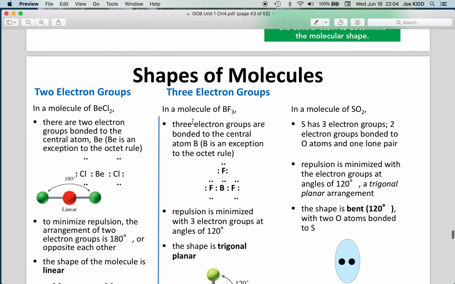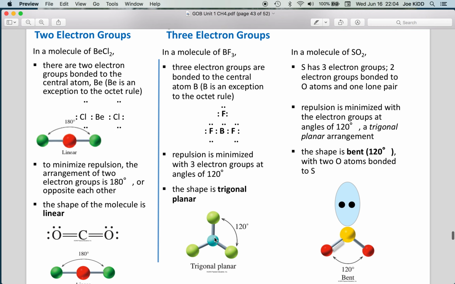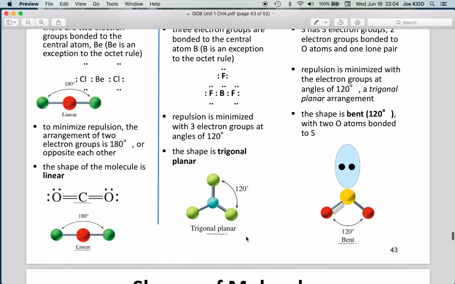We can also have 3 electronic groups around a central atom, in the example of boron. Again, boron is another one of those wacky elements that is capable of breaking the octet rule. When we have 3 electronic groups around the central atom, they're going to separate themselves 120 degrees away from each other. We call this shape trigonal planar.